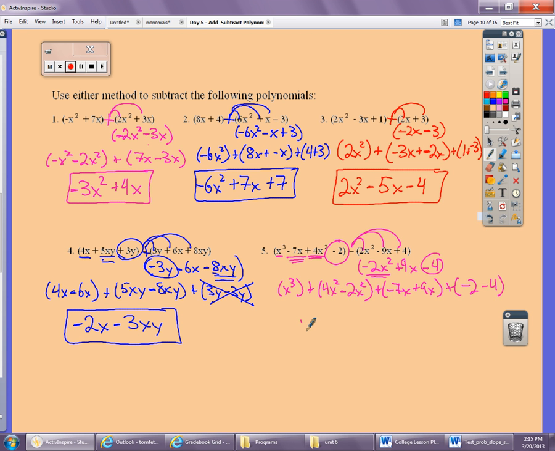So we have x to the third, 4x squared minus 2x squared. 4 minus 2 will give us 2, so it's 2x squared. Negative 7x and 9x. Negative 7 plus 9 is 2x. And then negative 2 minus 4, negative 6.